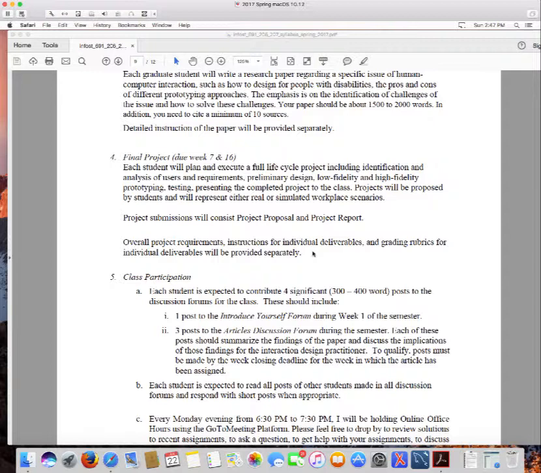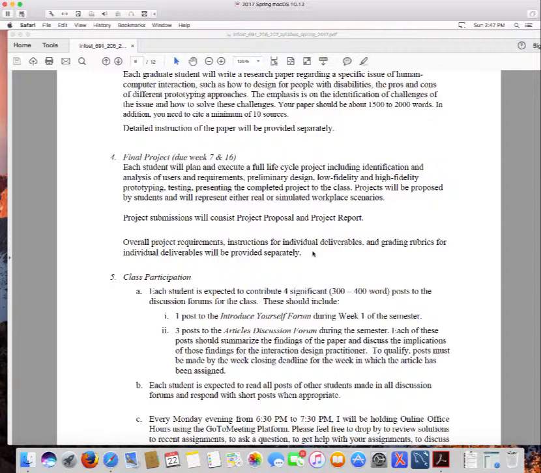Projects will be proposed by students and will represent either real or simulated workplace scenarios. If you have a real project, you can just get started on it. If you don't, it's okay to simulate one. We do have a proposal phase, so we can talk through the appropriateness of your idea at that point. Project submissions will consist of a project proposal and a project report. Overall project requirements, instructions for individual deliverables, and grading rubrics will be provided separately.